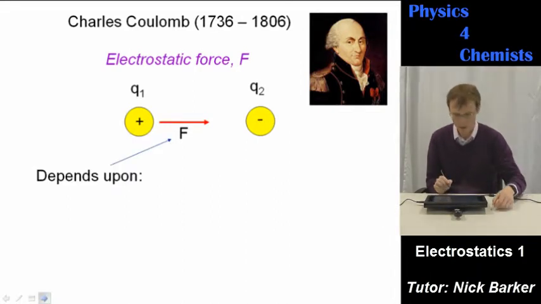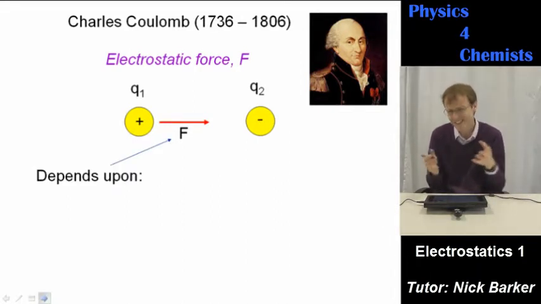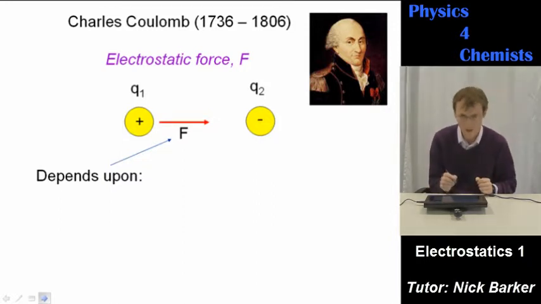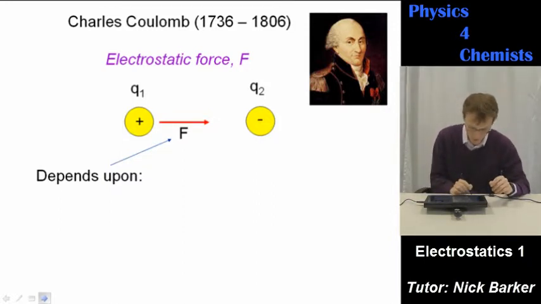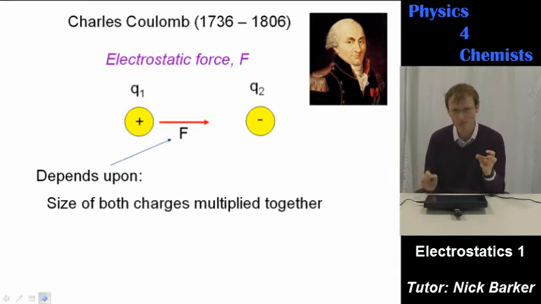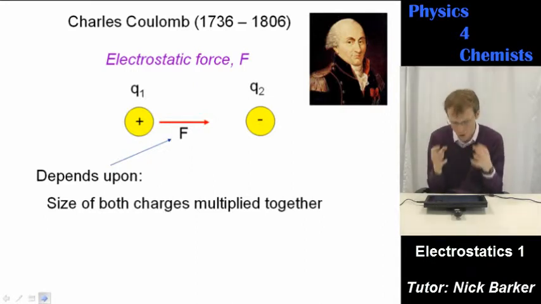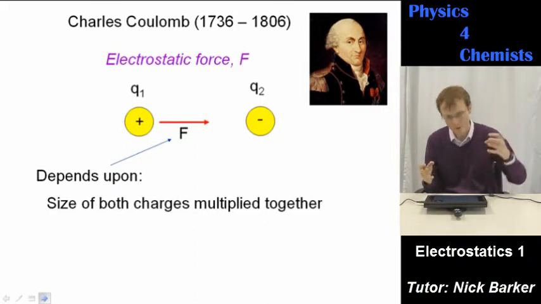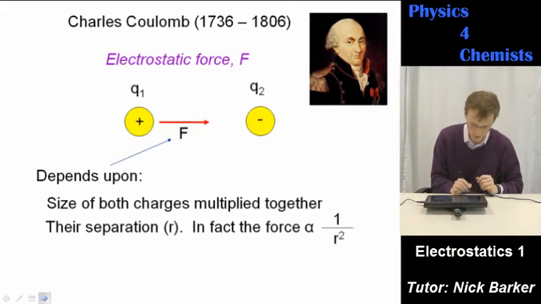And so what we have here is some idea of what does the size of the force depend upon? How strong is that attraction? Well, it's an empirical rule, in other words, it's based on experiment, and what Coulomb observed was that the size of both charges multiplied together, the product of the charges, is important. The bigger that number, the stronger the force between the two charged objects.